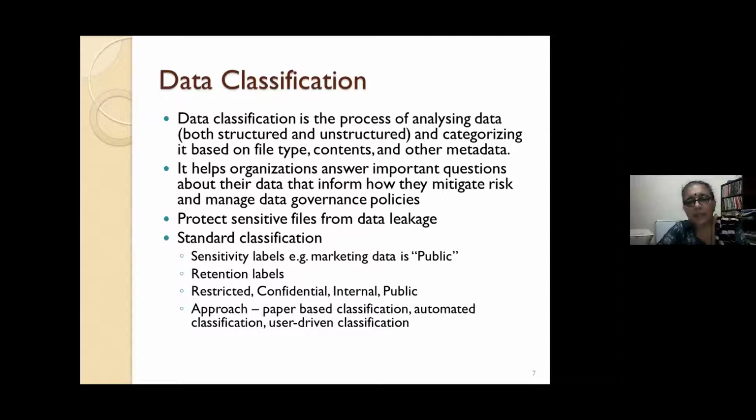Now, coming to data classification. Basically, it is the process of analyzing the data and categorizing the data by the file types and the contents, and the other metadata which is sitting on the file, right? That process is called classification. And there are a lot of these standards. If you look at NIST and even ISO, they have their own definitions of how the classification should be. Standard classification talks about basically public, restricted, confidential, internal, and so on.